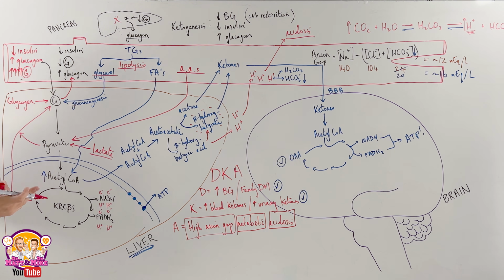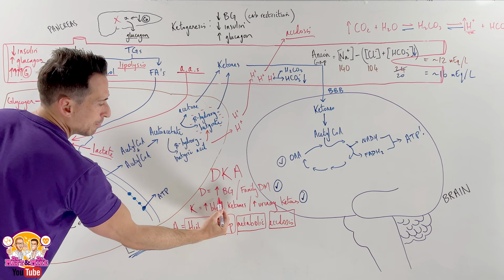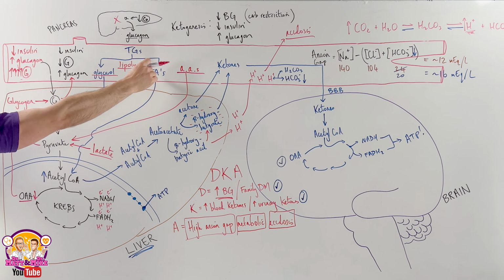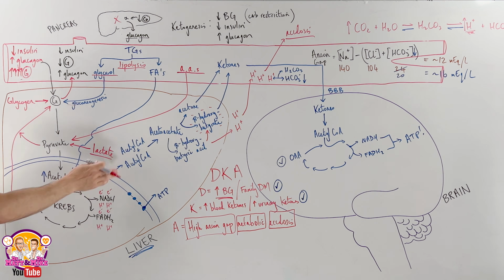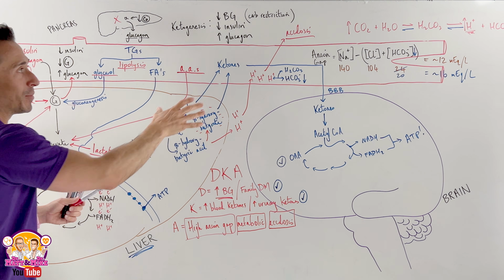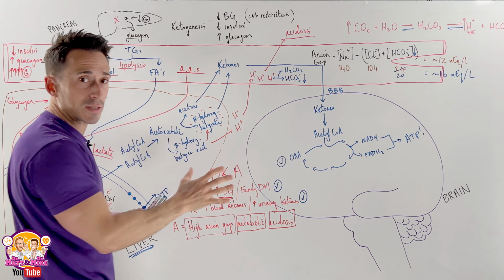So this person's blood glucose is going through the roof, ticking that box here for the diabetes side of things, right? And again, the fatty acids turning into acetyl-CoA, forming the ketones, forming the acid. They've got acidosis. What's the problem here? The problem is the acidosis.